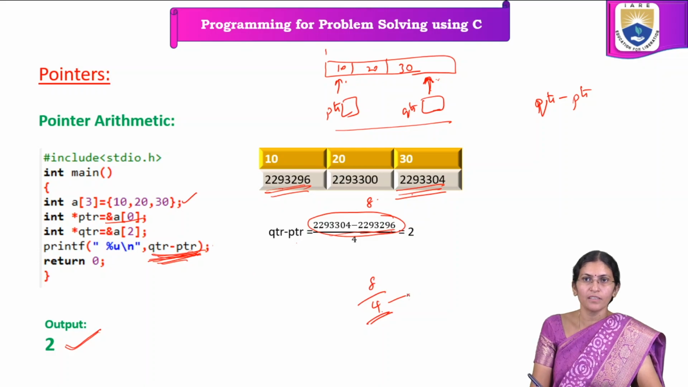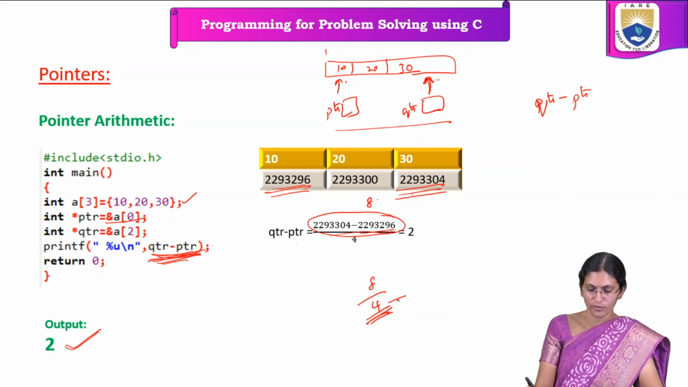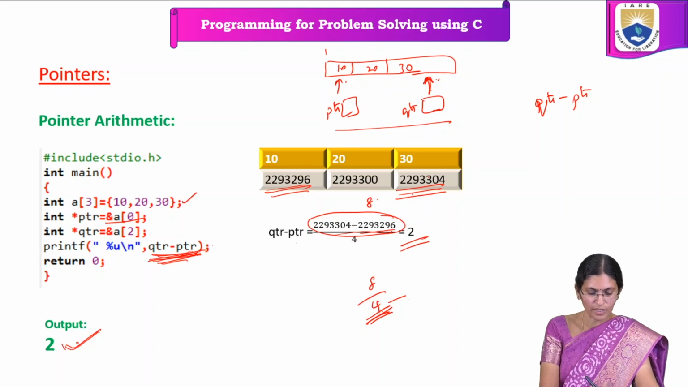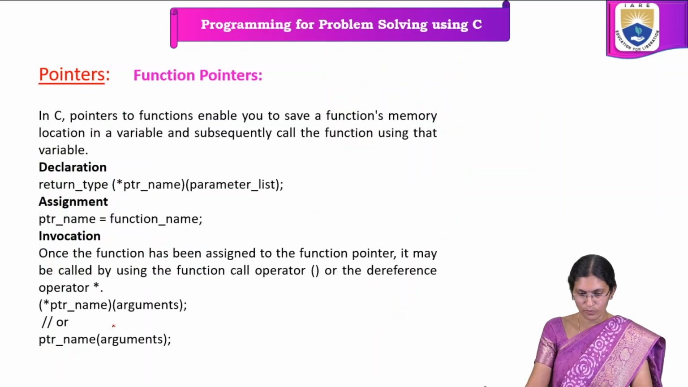So the type of the value to which this pointer is pointing to. Here we have used integer values, and the size of an integer value is 4. Therefore, the difference of these two addresses is divided by 4, the size of integer. So that is equal to 2. That's why we get the output as 2.